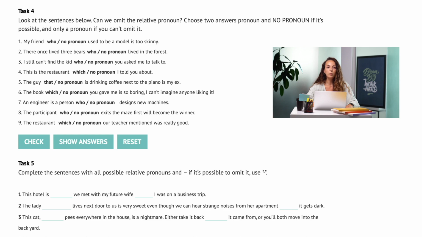In this task, we'll practice omitting relative pronouns. In each sentence, you have a choice of a relative pronoun and the word no. Click on both if you think you can omit the relative pronoun. Click just on a relative pronoun if it can't be omitted. You have about 5 minutes for this task. Once you're done, press check.